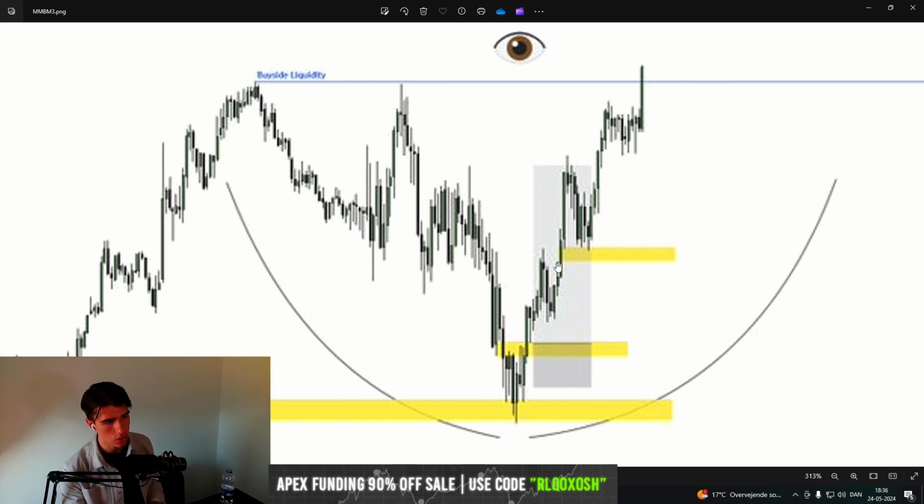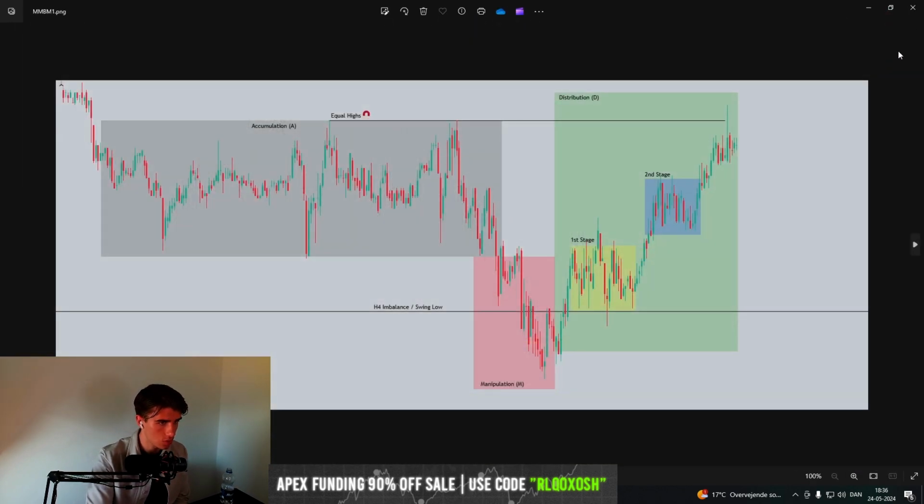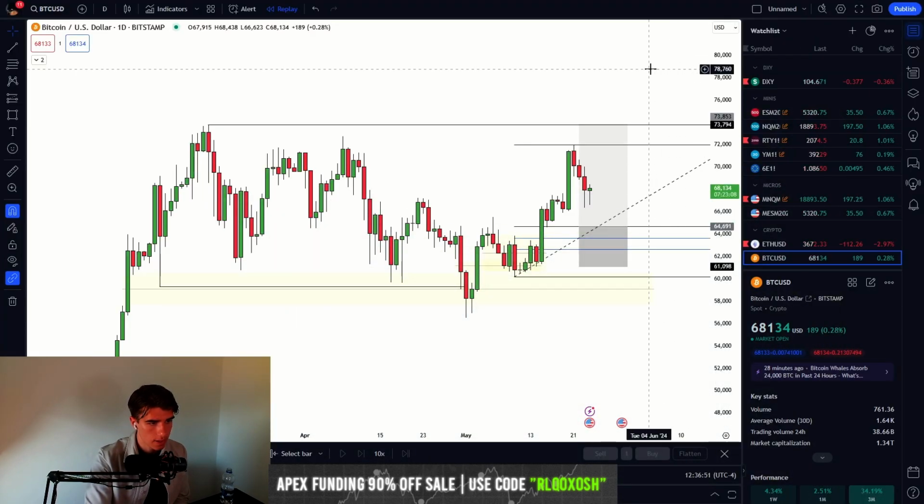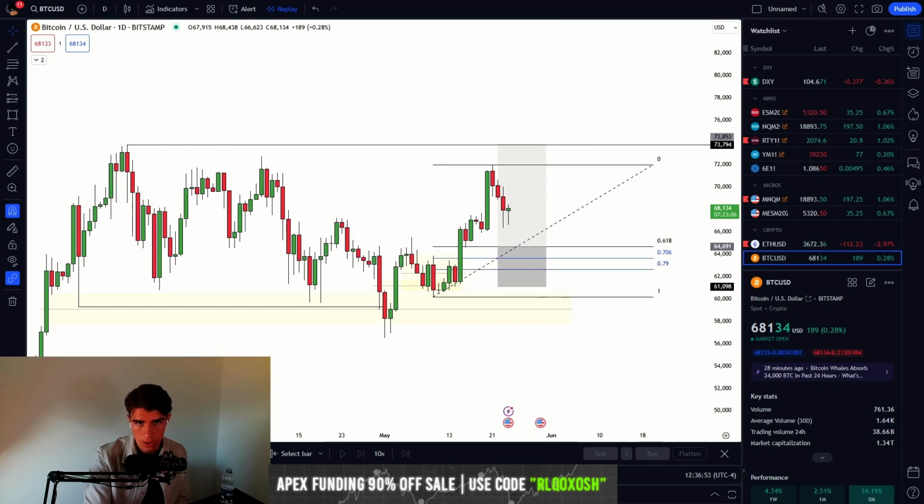Expect the second one to hold and expect the first one to fail. That's what I always do, and that's what I recommend that you do. And you see it right there again, right? So that's the market maker models for you right there.